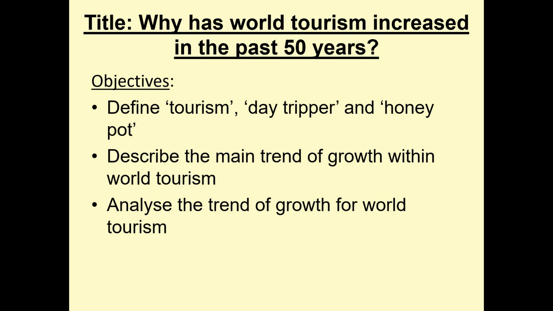Anyway, back to geography. Today we're starting a new topic on world tourism. Specifically today we're going to look at a brief history of world tourism, how it's changed over the last 50 years. First up, we're going to define some key terminology, so tourism, day tripper and honeypot. We're going to then look at how the trend of growth within the world has changed over those 50 years, and finally we're going to see if we can come up with some reasons why that's happened.